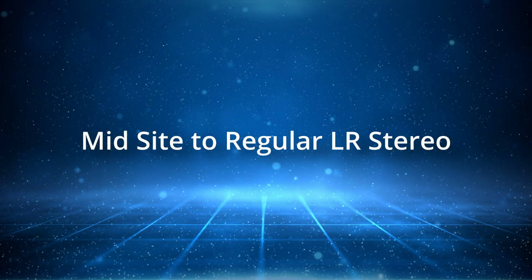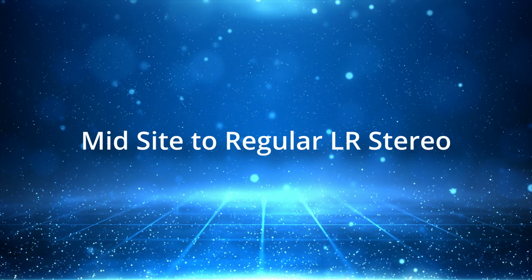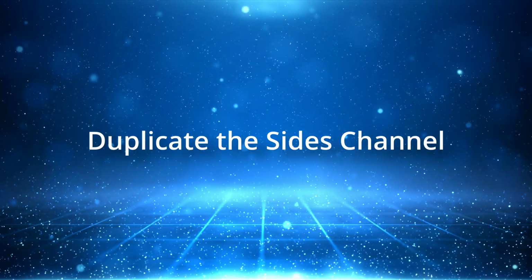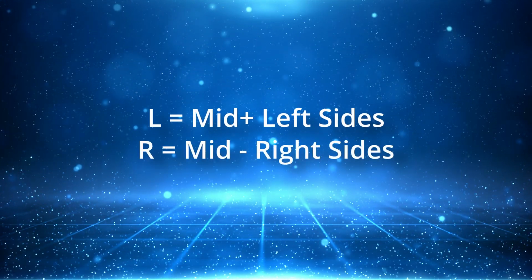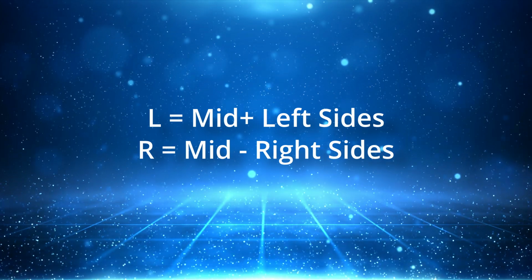To create normal stereo from the two components of a mid-side track, you need to duplicate the sides channel. Pan those two new sides channels to hard left and hard right and phase invert the right sides channel. Since you now have control over the mid and sides, you can do very cool things with this.